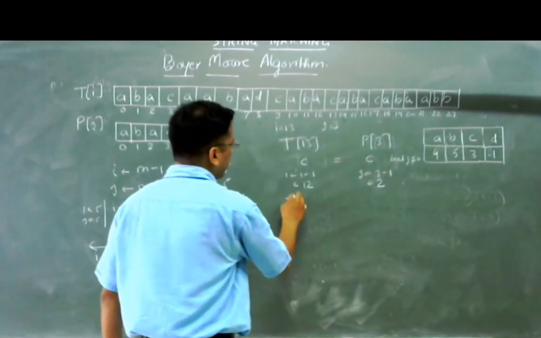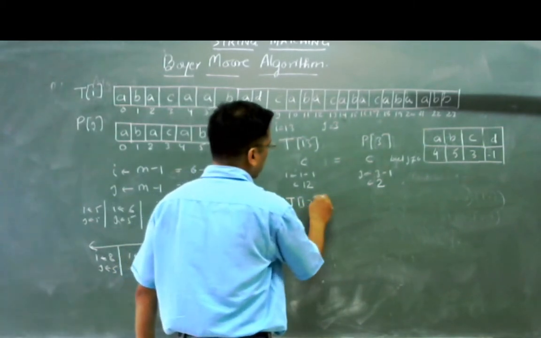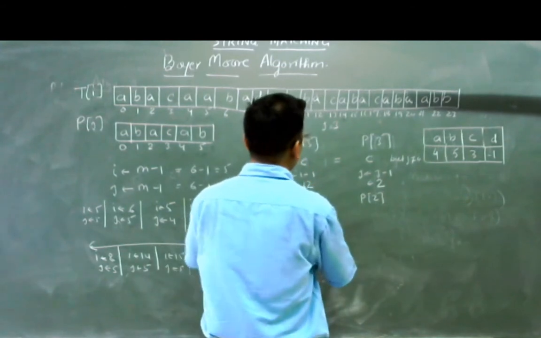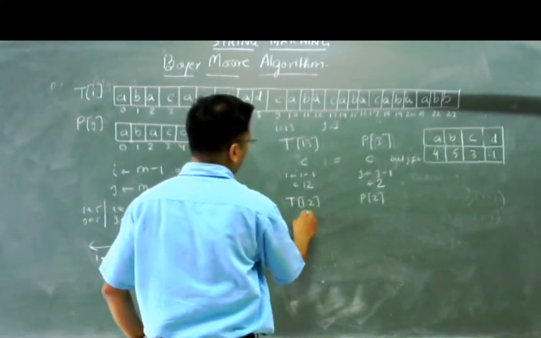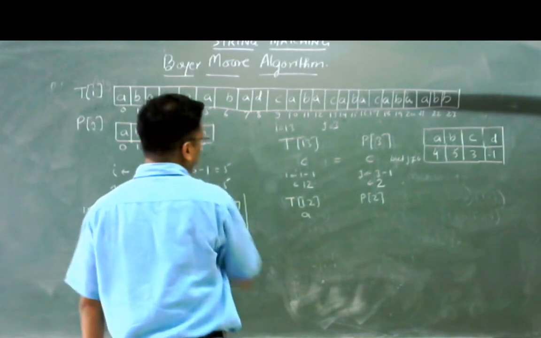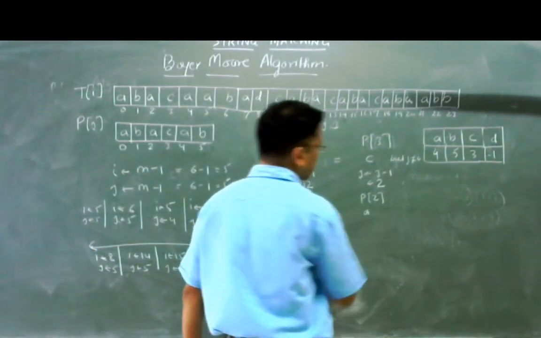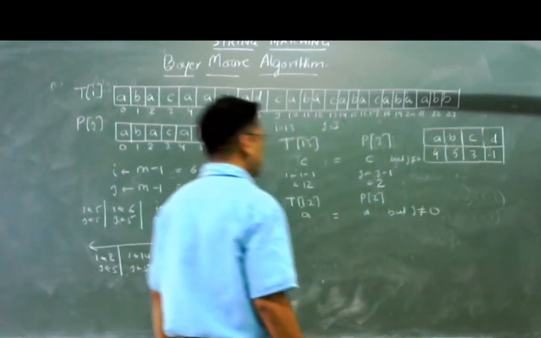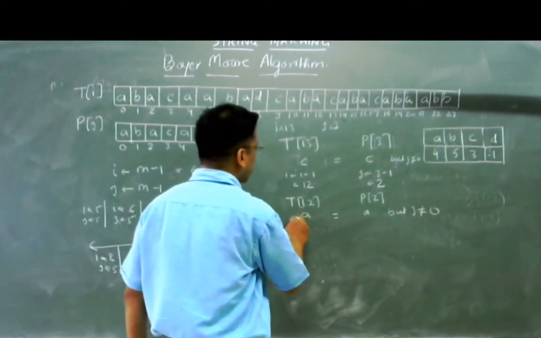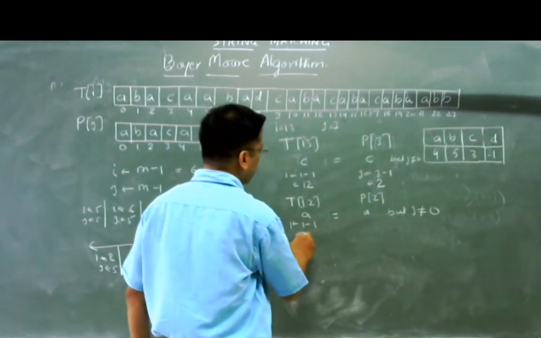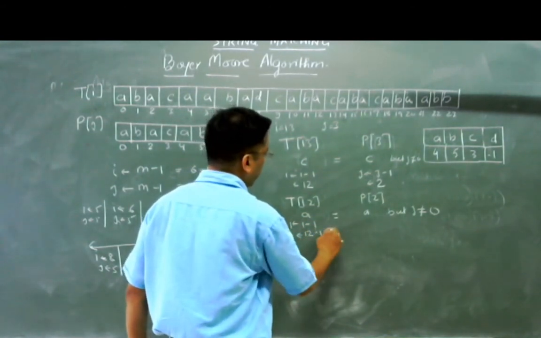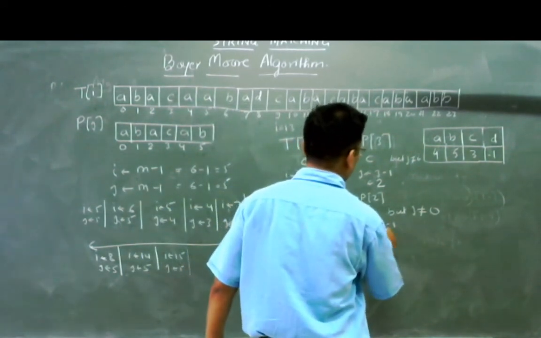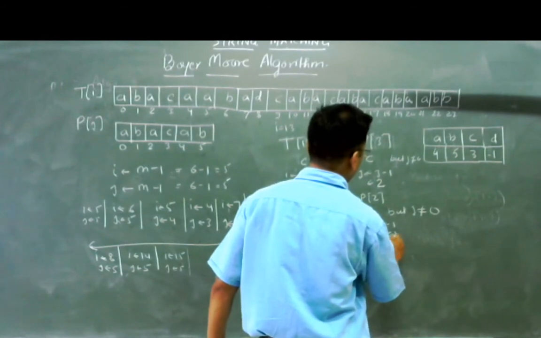Now we shall compare T12 with P2. T12 is equal to A and P2 is equal to A. Match, but j is not equal to 0. So in this situation, again i is equal to i minus 1, which means 12 minus 1 or 11, and j is equal to j minus 1, or 2 minus 1, which means 1.